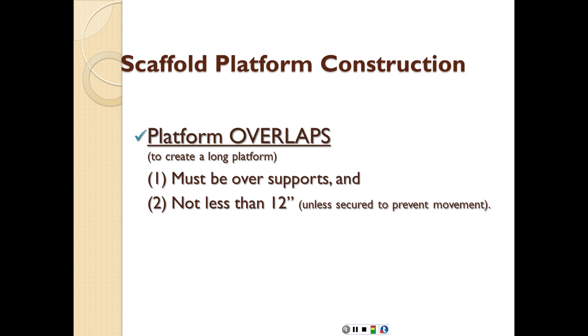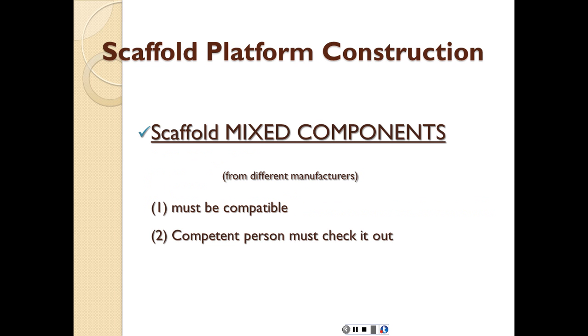If you want to create a longer platform and you want to overlap the boards, as we agreed before, this overlap must happen over the supports and must be not less than 12 inches between the different boards. If you're going to use mixed components from different manufacturers, they must be compatible, and the competent person must check it out to make sure that these components can work together.